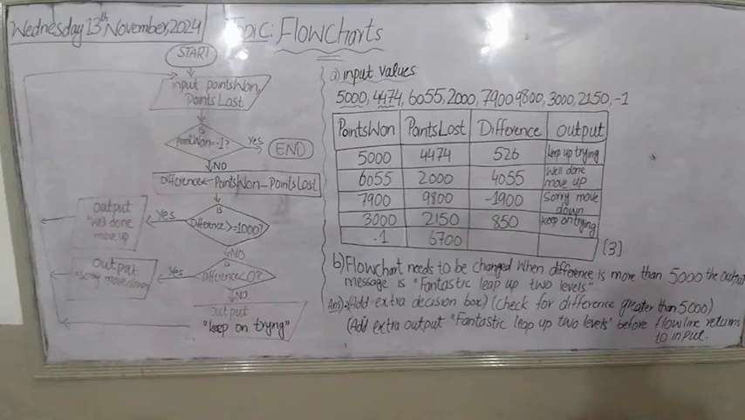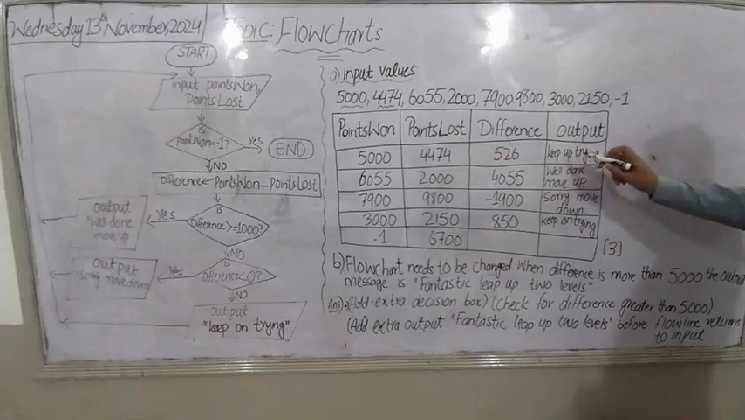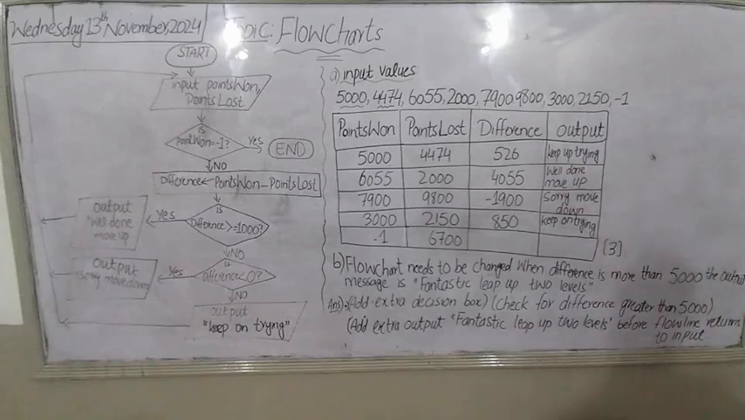So here on the no side, we have another condition, that is, is difference lesser than 0? It means, is the value in the difference variable lesser than 0 or not? No, it's not lesser than 0 because that is 526. So we'll go towards the flow of no. At the end we have to show the output that is saying keep on trying. So we have to write that output here in the output column, keep on trying.